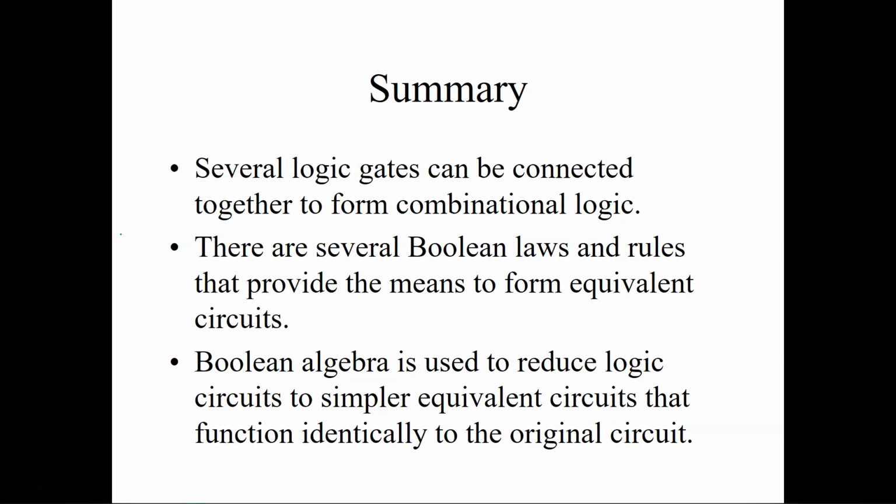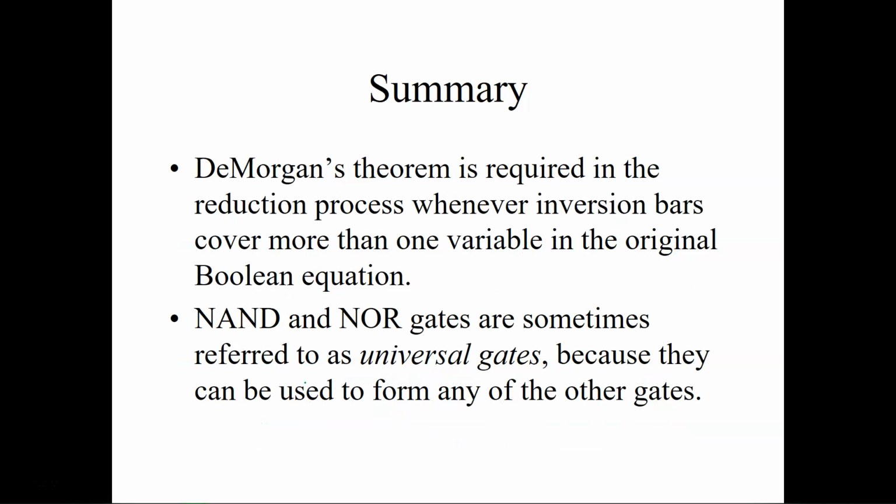All right, so several logic gates can be connected together to form combinational logic. There are several laws and rules that can provide means to form equivalent circuits. So kind of like if you only have 24 NAND gates and you need an AND gate, or you have to figure out some way to create NOR gates from AND gates, you have different ways you can do this. What we're trying to always do is keep things simple so that it functions exactly like the original circuit, but without having other issues come with it.